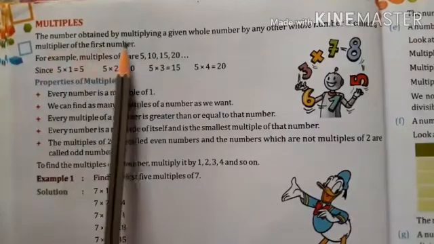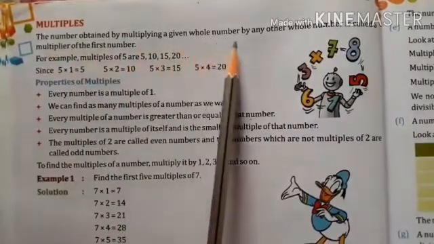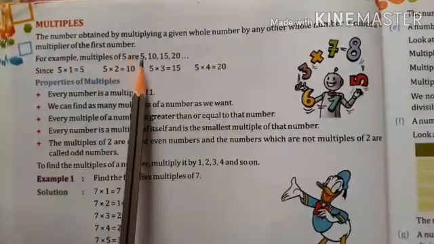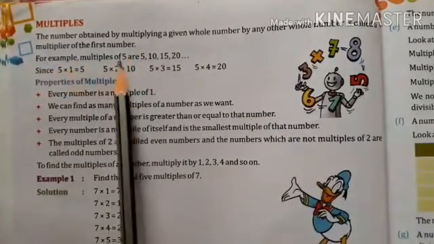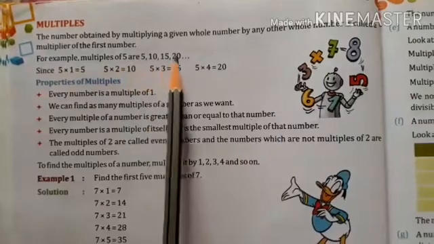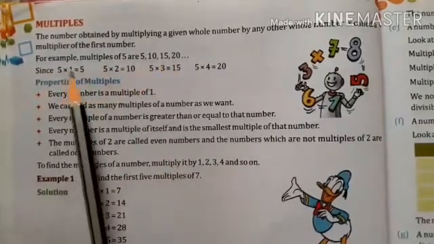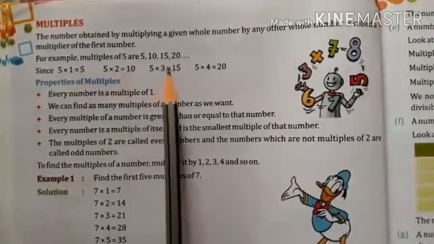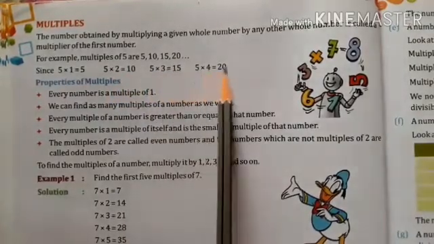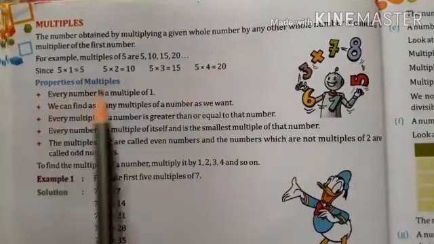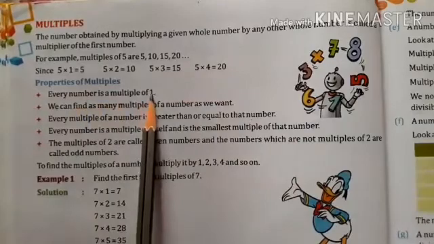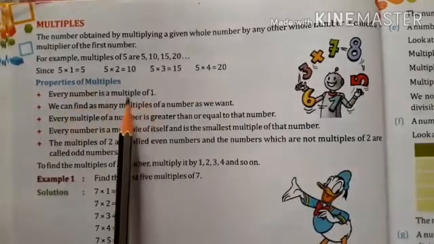The number obtained by multiplying a given whole number by any other whole number is called a multiple of the first number. For example, multiples of 5 are 5, 10, 15, 20. Since 5 into 1 equals 5, 5 into 2 equals 10, 5 into 3 equals 15, 5 into 4 equals 20. Now look at the properties of multiples. Every number is a multiple of 1.